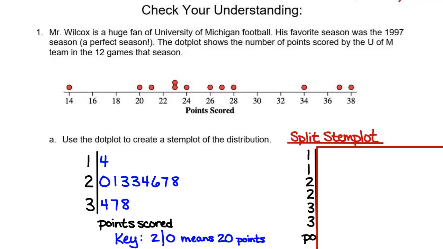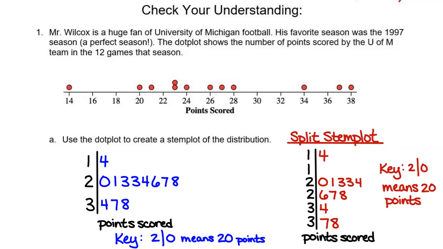Back just in time. We're working on a split stem plot now. All right. So let's go ahead and put up what our split stem plot looks like. The 4 for 14 goes with the top one. We don't have any numbers 15 through 19 in the distribution, so I have a gap here.